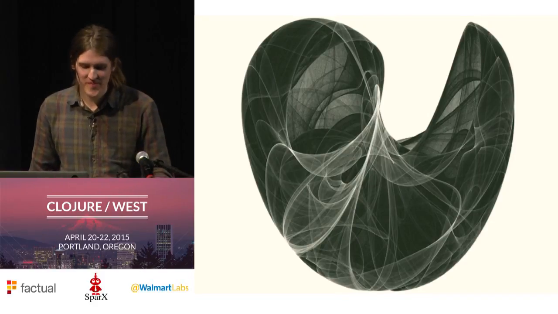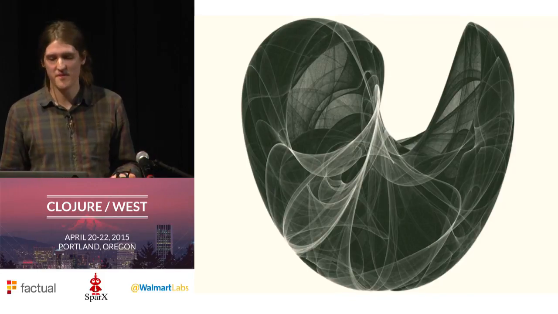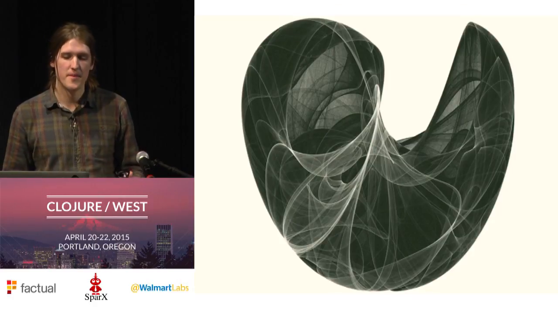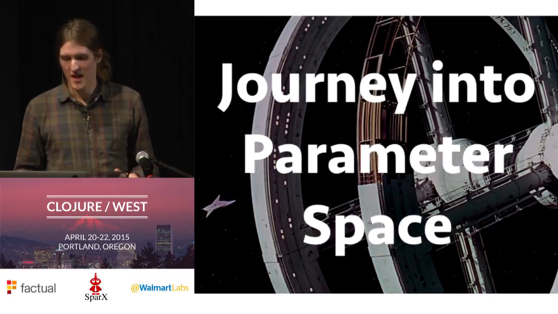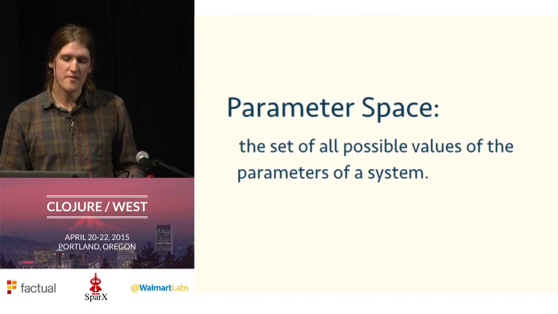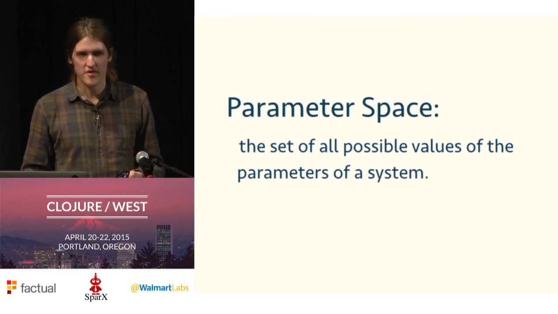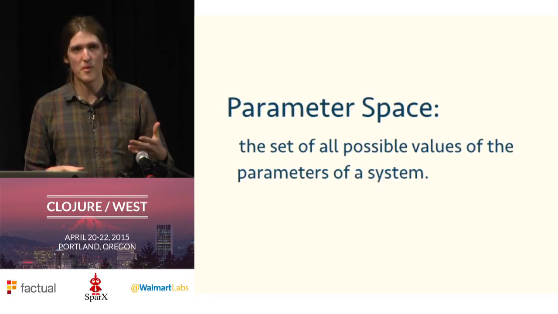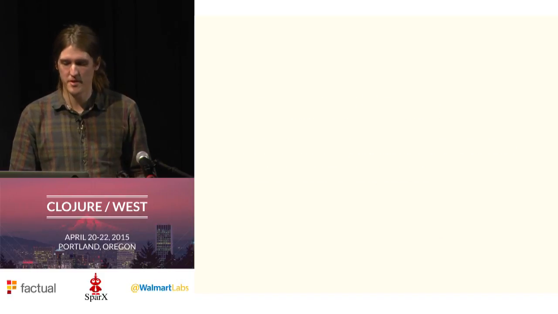And again, all of this came out of a really succinct function. So let's take a step back because we're about to go into parameter space. Parameter space is the set of all possible values of the parameters of a system. In the de Jong system in particular, we had those 4 parameters A, B, C, and D. So let's start building up our parameter space.